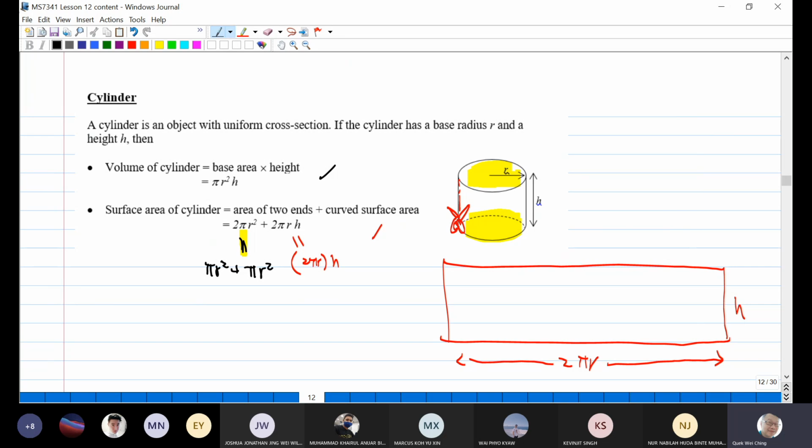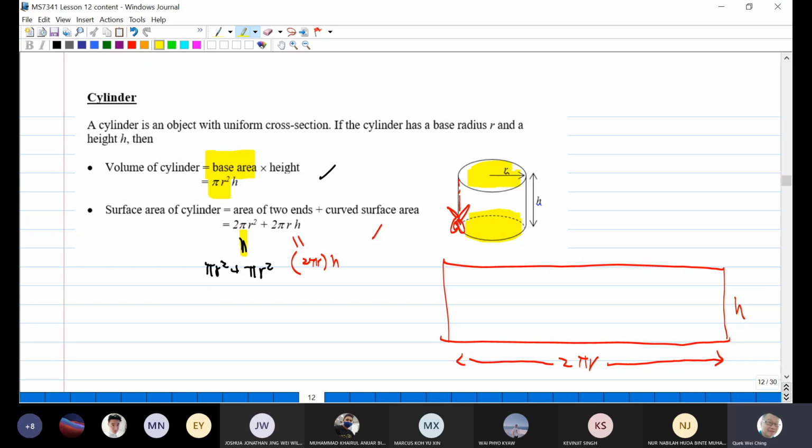Okay, now I'm going to talk about a round shape, the cylinder. So what is a cylinder? You have a circle at the base, and the height. So this is the cylinder. To find the volume of a cylinder, it is base area times height. The base area is a circle, so pi r square is the area of a circle. The height is h here.